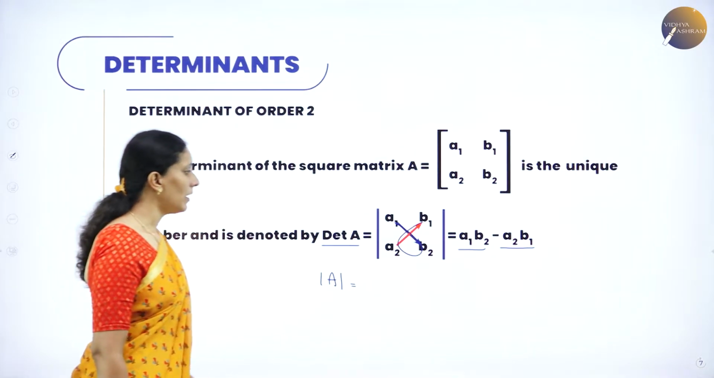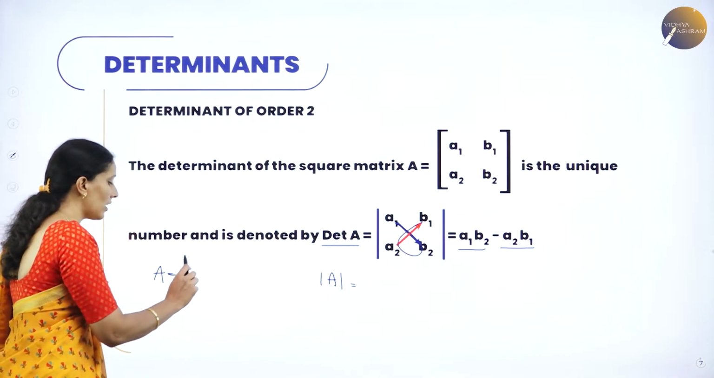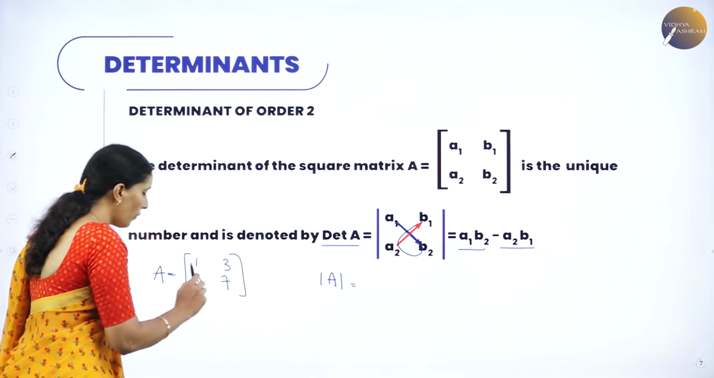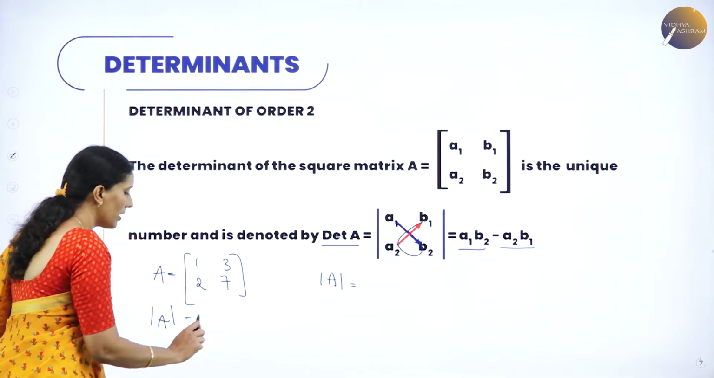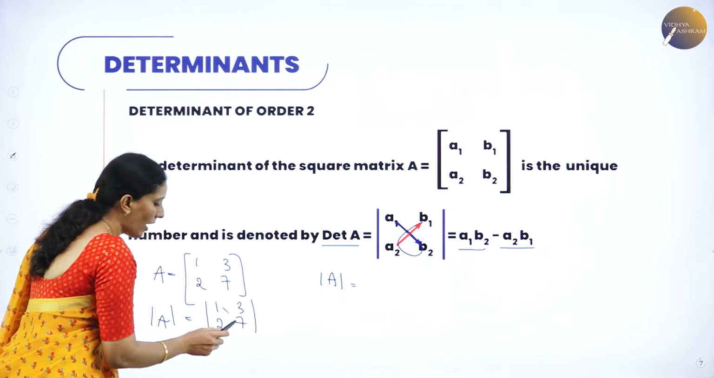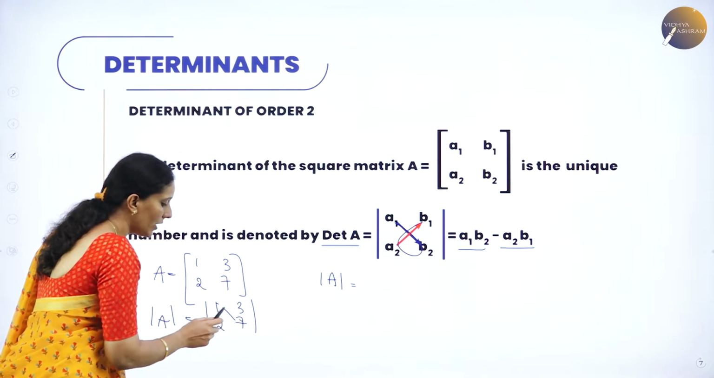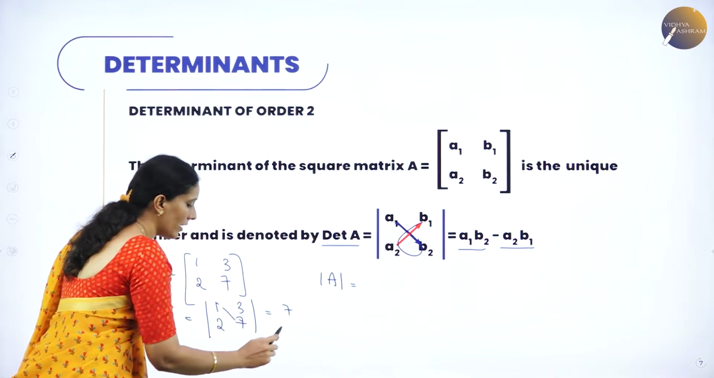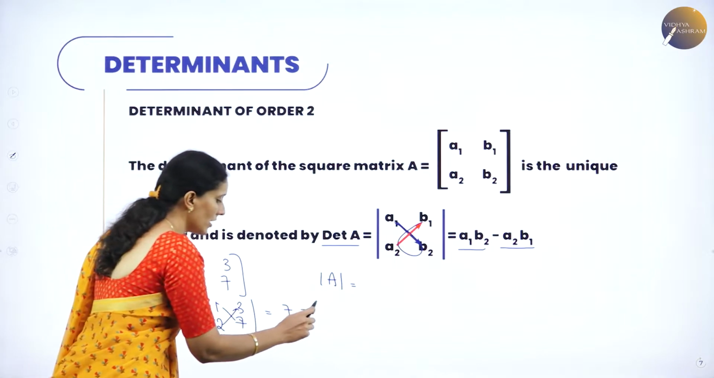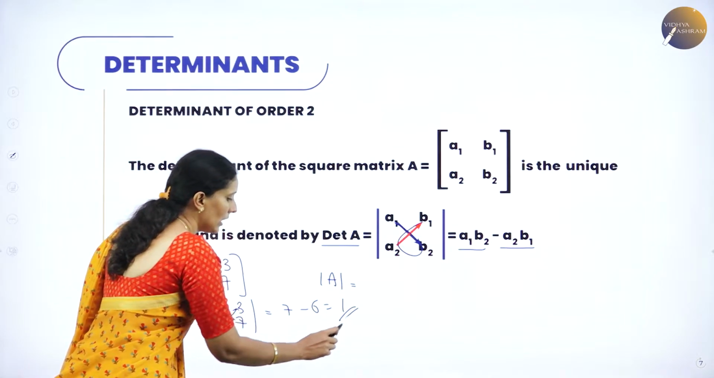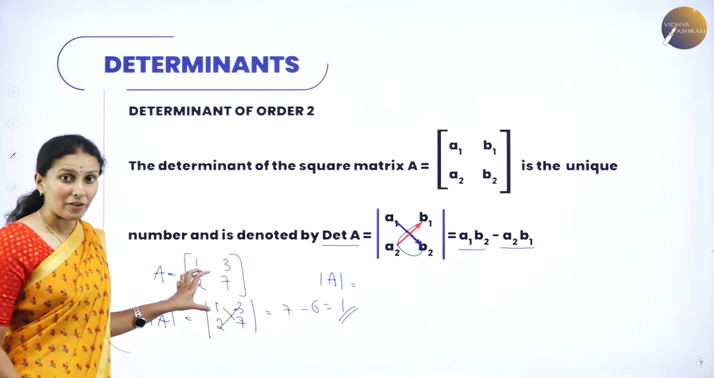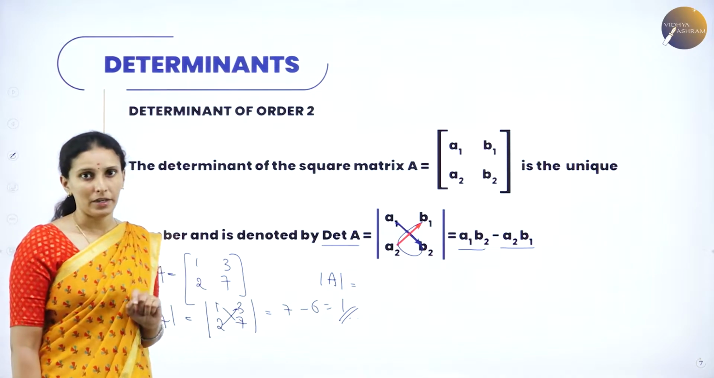So for example, if I take the matrix A is equal to [1, 3; 2, 7], then how are we going to find the determinant of A? Determinant A is nothing but |1 3; 2 7|. First you have to multiply these two elements, that is 1 into 7, which is equal to 7, minus, then you have to multiply these two elements, that is 2 into 3, 6. So 7 minus 6 is equal to 1. Hence we can associate a value for the given matrix, that is nothing but the determinant here.